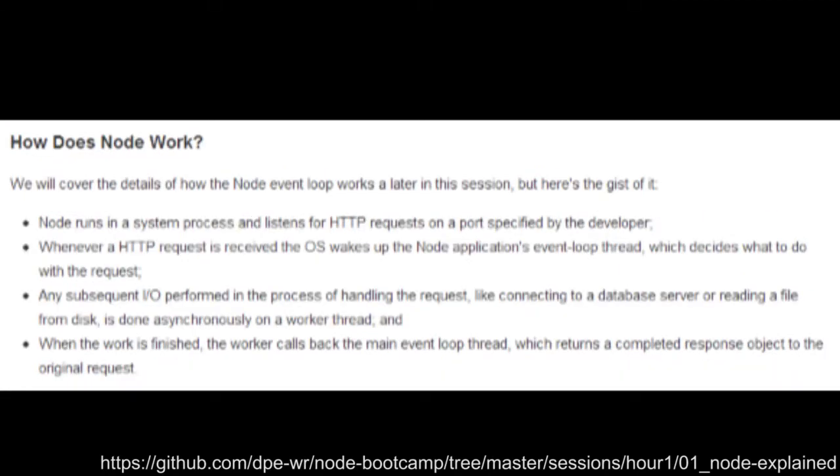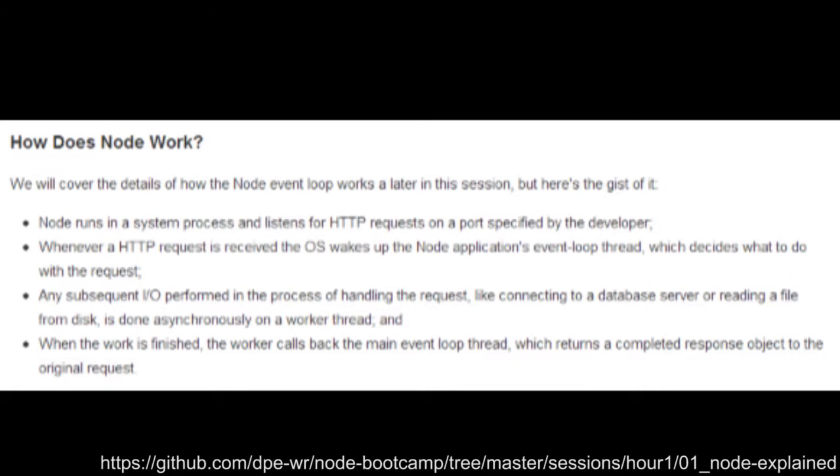So first of all, let's talk about how does Node run. So Node runs in its own system process, and it listens to different HTTP requests on a port that you specify. And we'll be looking at an example hello world in a little bit. And when there's a request, or when anything really alerts the event loop, the OS kind of wakes up Node and it decides what to do with that specific event or with that specific request.